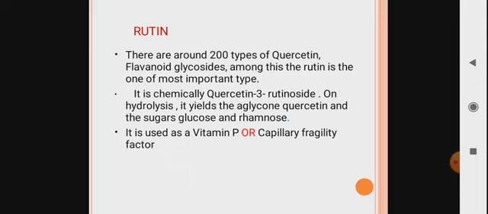Second crude drug that contains glycoside: there are around 200 types of quercetin flavonoid glycosides. Among these, rutin is one of the most important. It is chemically quercetin 3-rutinoside. On hydrolysis, it yields the aglycone quercetin and the sugars glucose and rhamnose. It is used as vitamin P or capillary fragility factor.